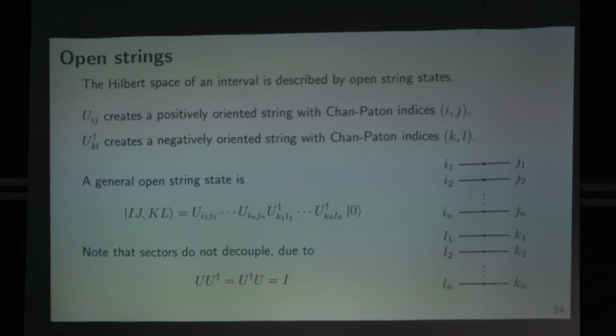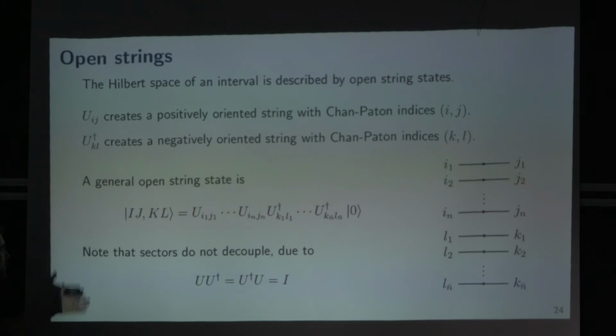Okay. So now we want to talk about open string states. So just like we would act with trace of u in the closed string, here we can act with operators uij, which are like matrix elements of the group. And we should think of uij as creating a positively oriented string with some Chan-Paton indices at the endpoints. So you can think of it as anchored to some stack of n branes. Okay. And then u dagger just creates the opposite orientation string.